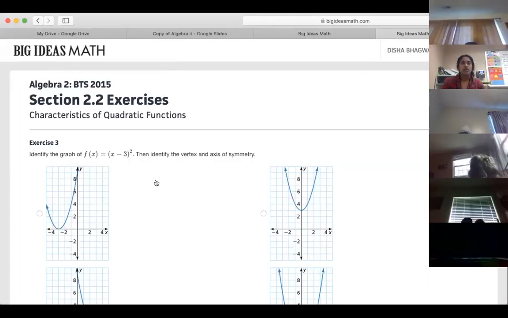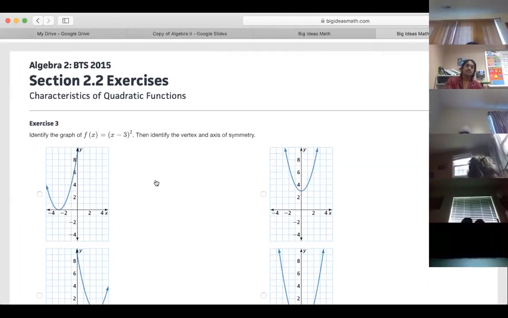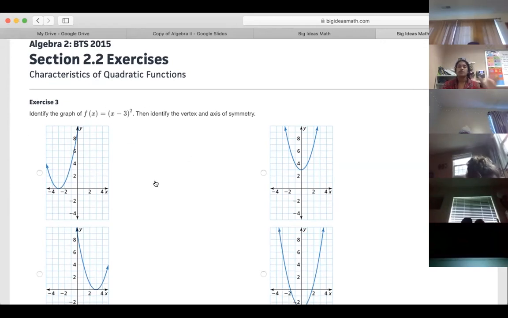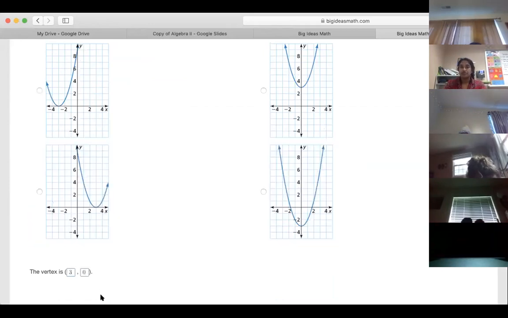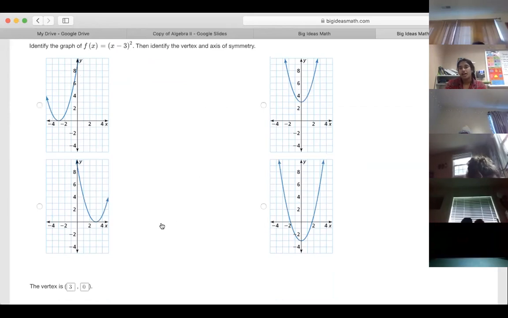Here we go. Identify the graph of f of x equals (x - 3) squared, then find the vertex and axis of symmetry. So this has an h value of -3, so that means I'm moving my graph to the right 3, or in other words, my vertex is at 3, and then I don't have a k value, so the k is 0. So the graph that would fit that would be this one right here, the top or the bottom left.